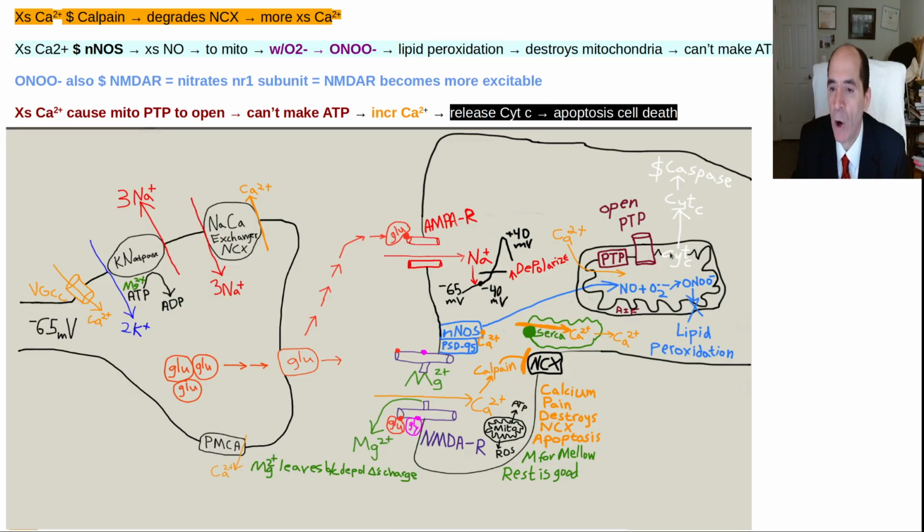And pretty soon you're going to open up the mitochondrial transition pore, open up the permeability of the mitochondria, and it's dead, and the whole cell just goes into apoptosis. You don't want that.